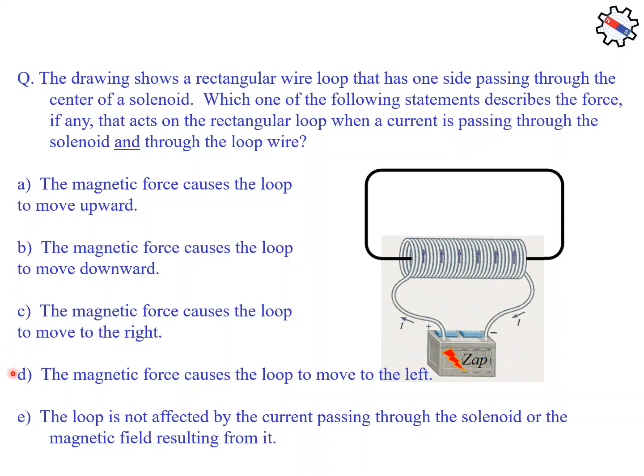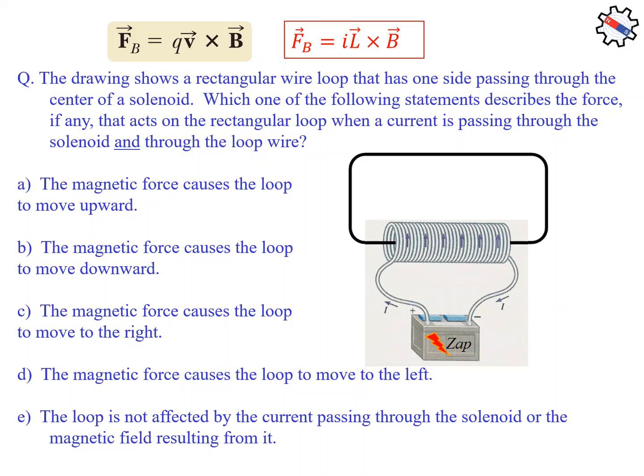Move to the right, move to the left, or it's not affected by the current passing through the solenoid. Here we have a rectangular wire loop that has one side passing through the center of a solenoid. Which of the following statements describes the force, if any, that acts on the rectangular loop when a current is passing through the solenoid and through the wire loop? We don't see a connection to the wire loop there, but we have to take that as read.